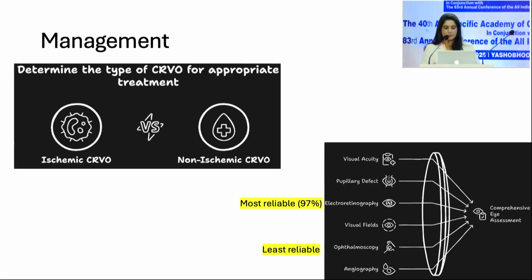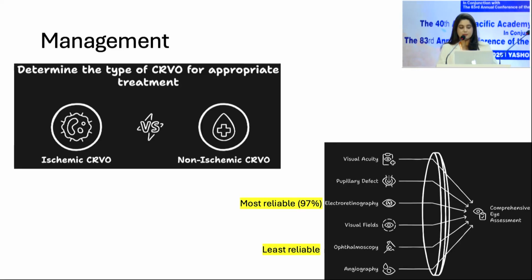Coming to the management, the most important part is first to differentiate ischemic CRVO from non-ischemic CRVO, because that totally changes our management and the prognosis also totally changes. So the first step is to differentiate between ischemic and non-ischemic CRVO.